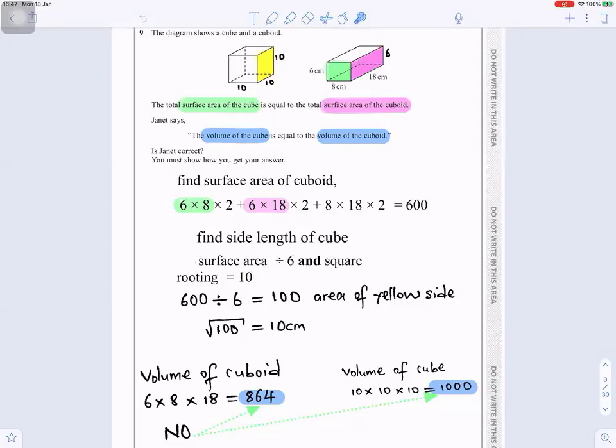And the volume of the cube and the volume of the cuboid: you multiply all the 3 numbers. So for the cuboid, to get the volume, you multiply 6 times 8 times 18. It gives you 864. And for the cube, you multiply 10 times 10 times 10. That gives you 1000. So you can see 864 and then 1000. Janet says the volume of the cuboid is equal to the volume of the cube. The answer is no.